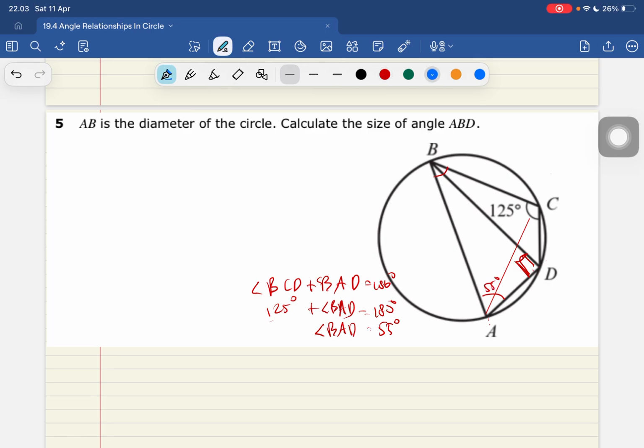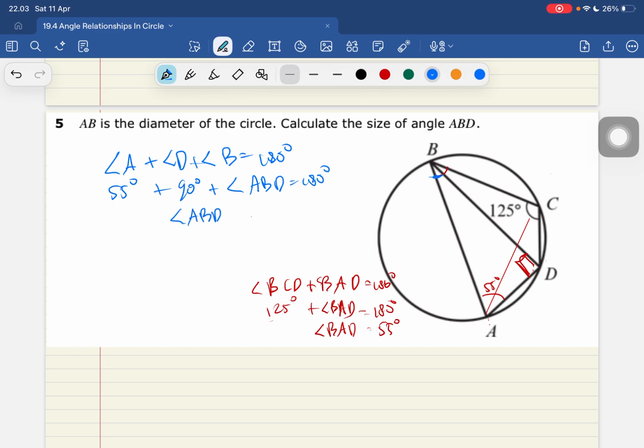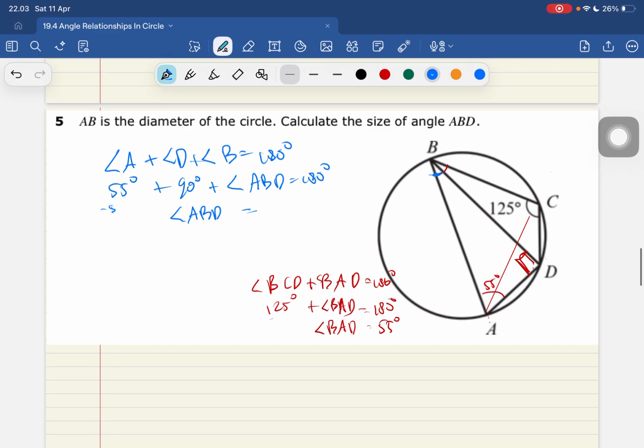We got one triangle. So angle A plus angle D plus angle B equals 180 degrees. We got 55 degrees and this right angle, 90 degrees. Let's make it clear: angle ABD, you can just minus 55 degrees and minus 90 degrees from 180. So we will get 35 degrees.